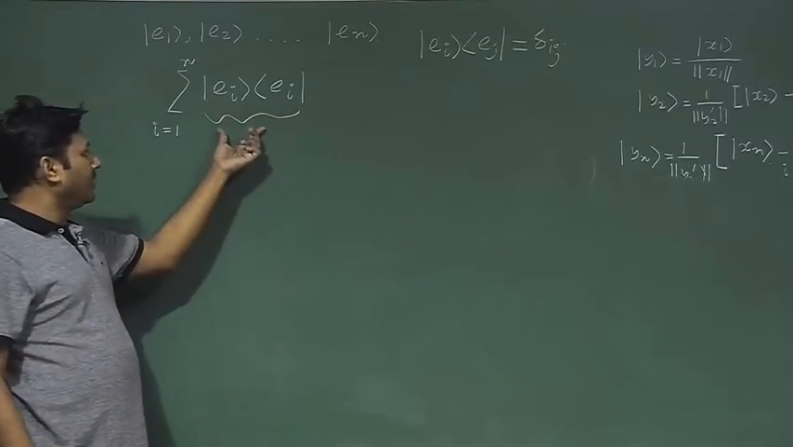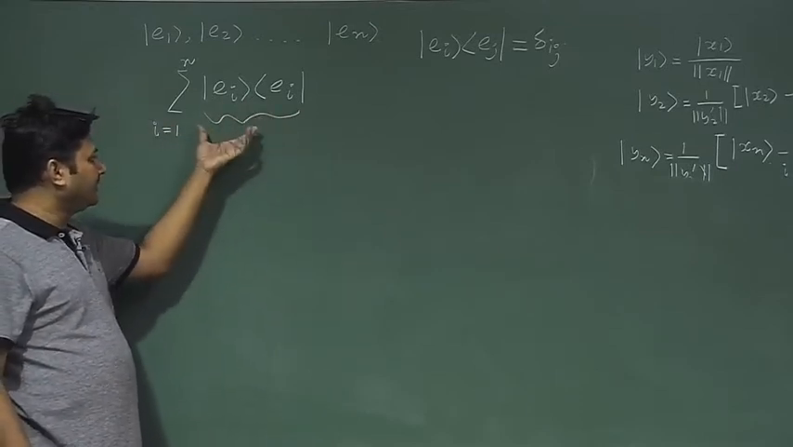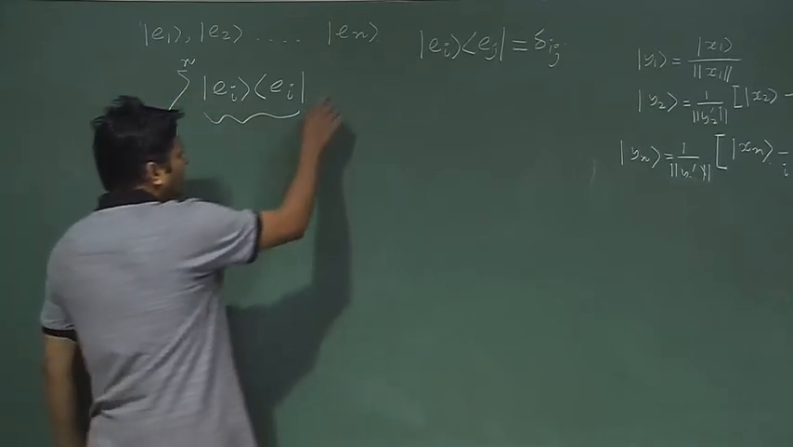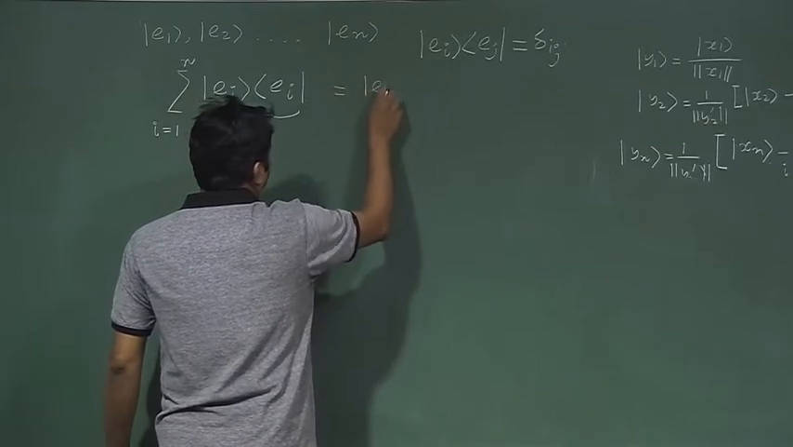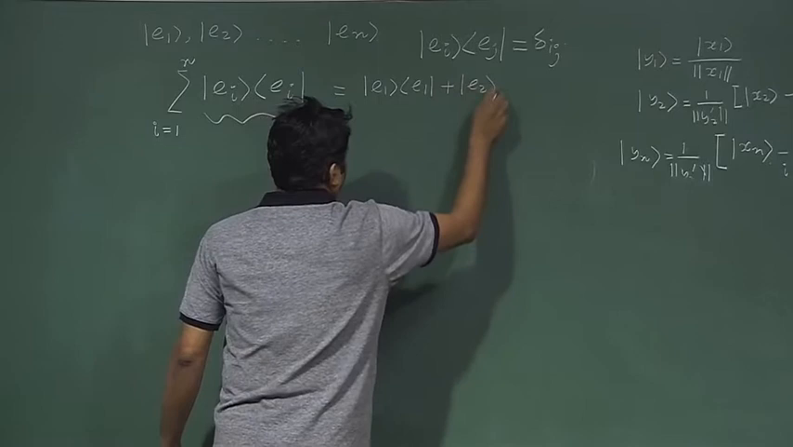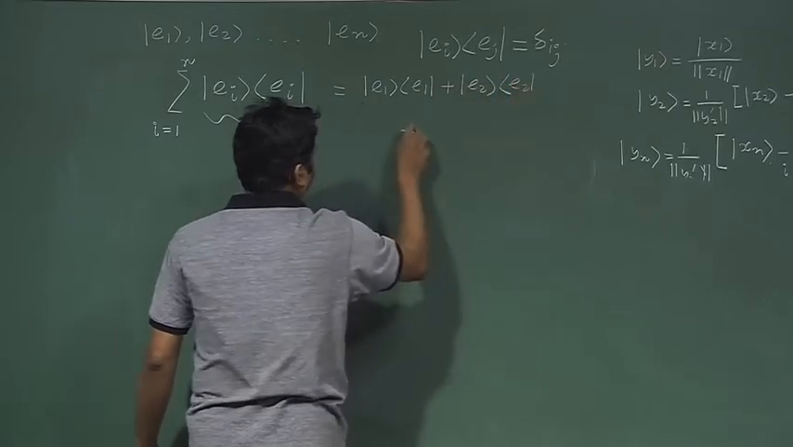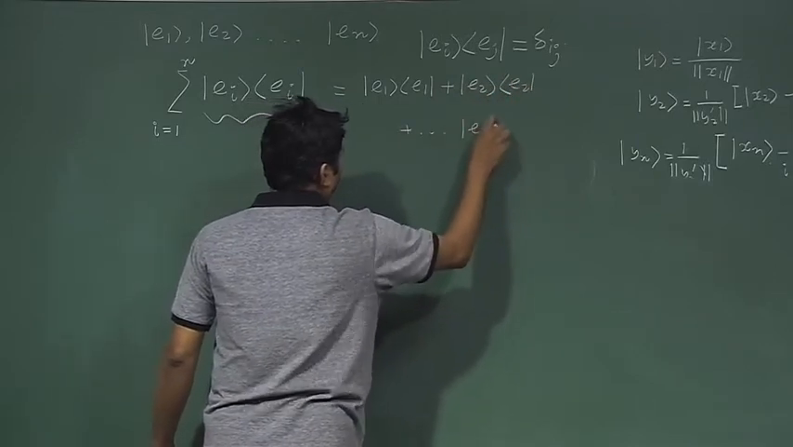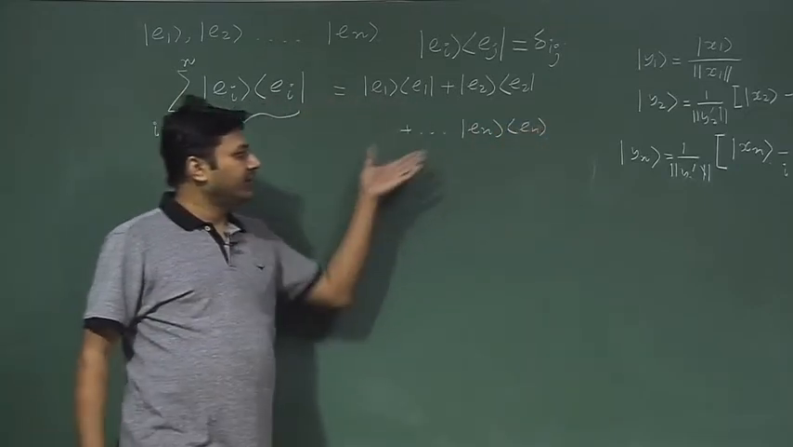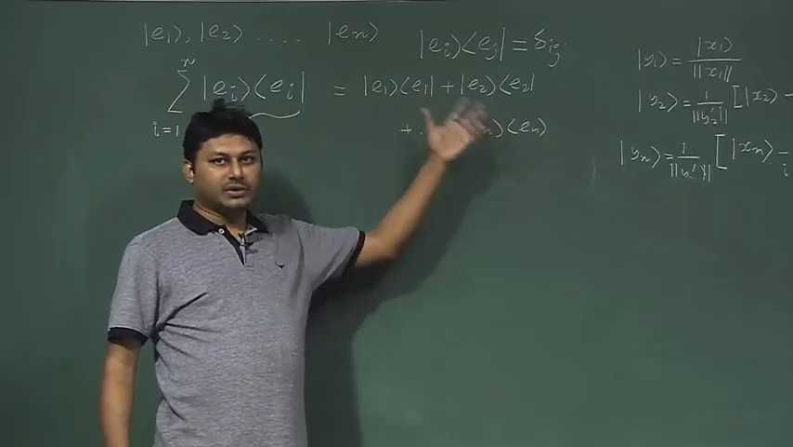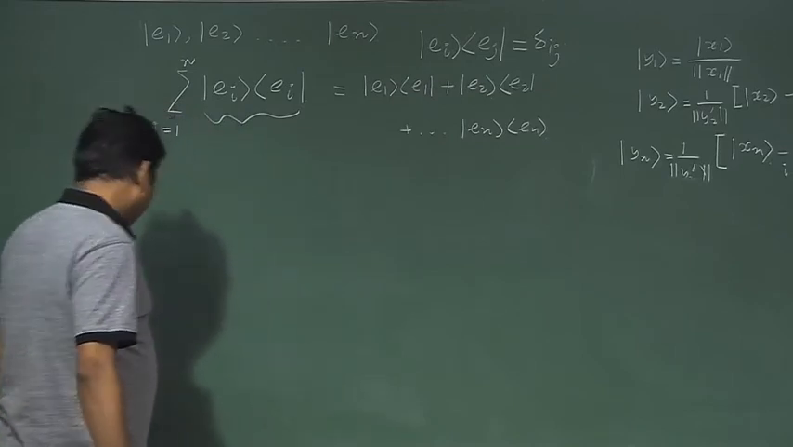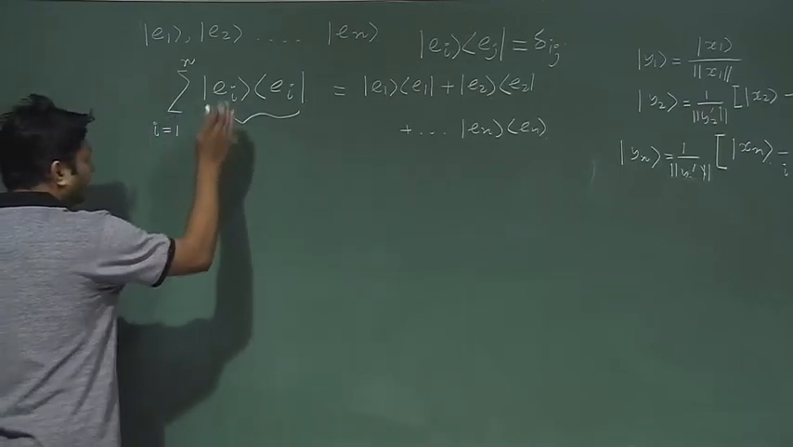Now I try to find out the summation of all the projections. So if this is a projection in i, if I run this i from 1 to n, it essentially means I try to find out this quantity: e1 e1 plus e2 e2 plus up to en en. What will be the summation of entire things, all the projection operators, if they are orthonormal to each other? What am I getting? So let us try to find out. So I need to find out this.